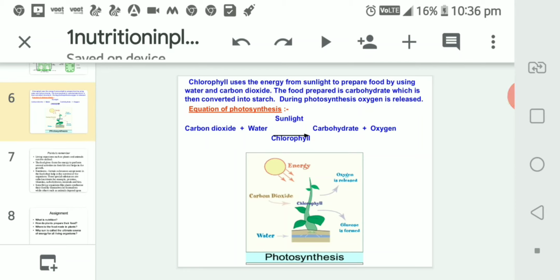Now, children, we will see the importance of chlorophyll pigments in the process of photosynthesis. Chlorophyll uses the energy from sunlight to prepare food by using water and carbon dioxide. The food prepared is carbohydrate, which is then converted into starch. During photosynthesis, oxygen is released. Equation of photosynthesis: carbon dioxide plus water, in the presence of chlorophyll and sunlight, gives carbohydrate and oxygen.